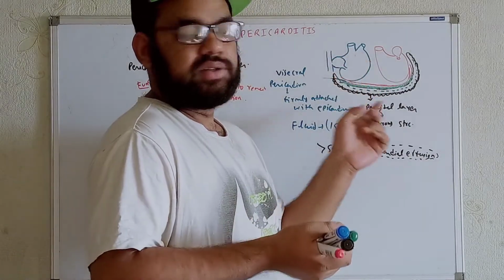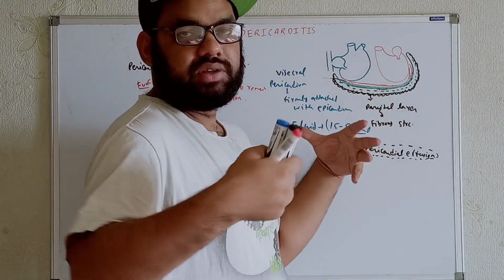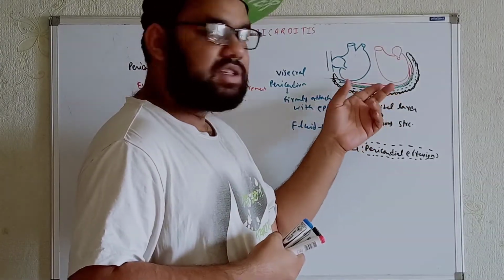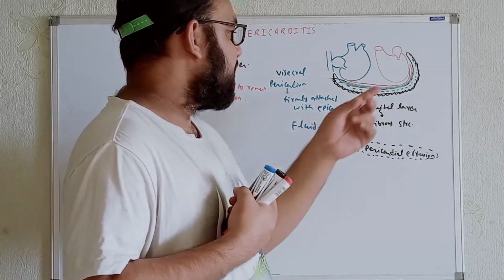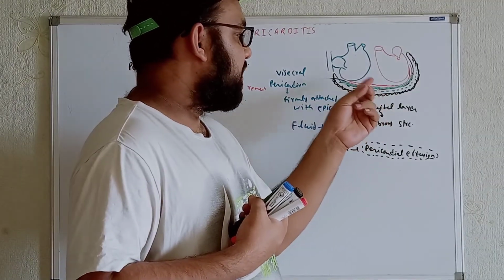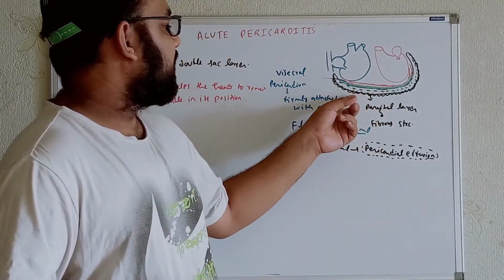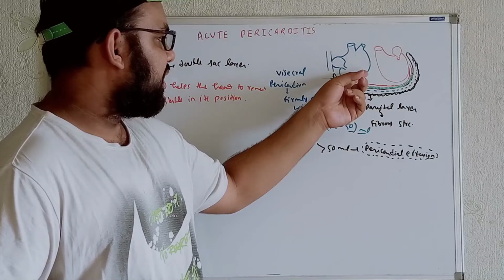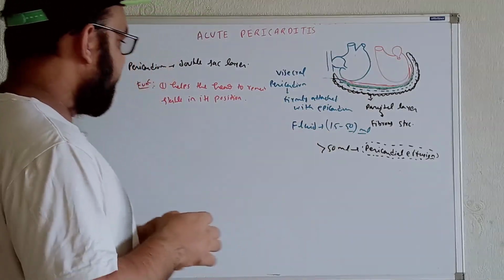Now the second function. For whatever reason, if the venous return is getting increased, the heart will get stretched. So this pericardium will inhibit the over-distension of the cardiac chambers. It will not let the heart get extended beyond the normal limit. So we can write it over here.